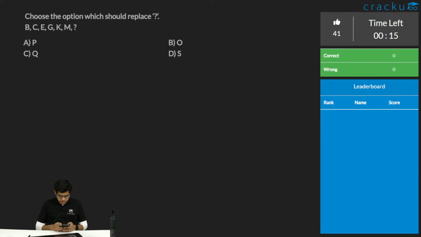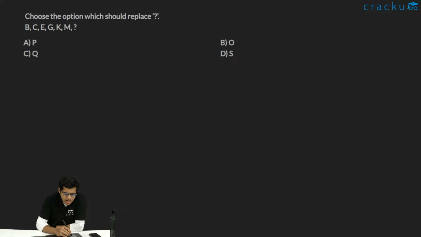Okay, some of you guys are telling C is the answer. Let's see whether C is the answer or not. Okay, Somil is telling B. Okay, guys. In this, we will use the alphanumeric code pattern. To solve this question, we will use the alphanumeric code.